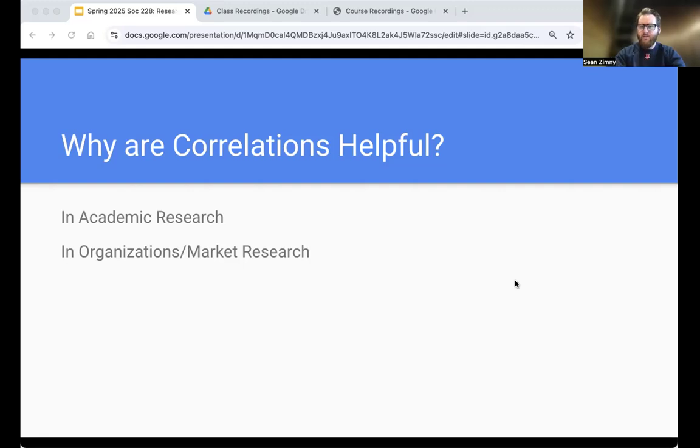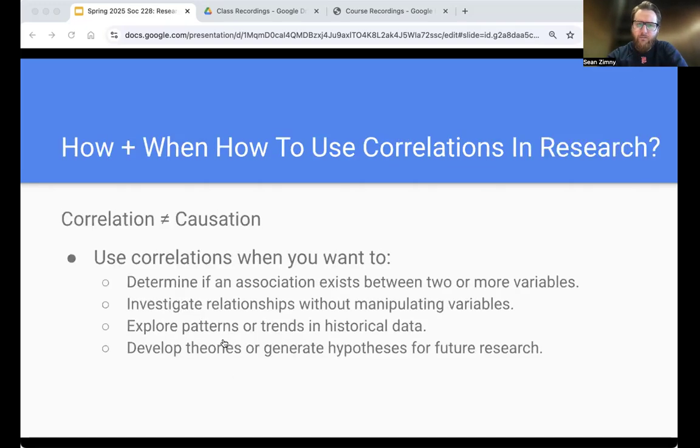So we may investigate the correlation between education level and income to develop various hypotheses on socioeconomic mobility, things like that. There are so many things. If you think how two things can be correlated, this is how we figure that out. They're really, really important. And so, how and when to use correlations in research.